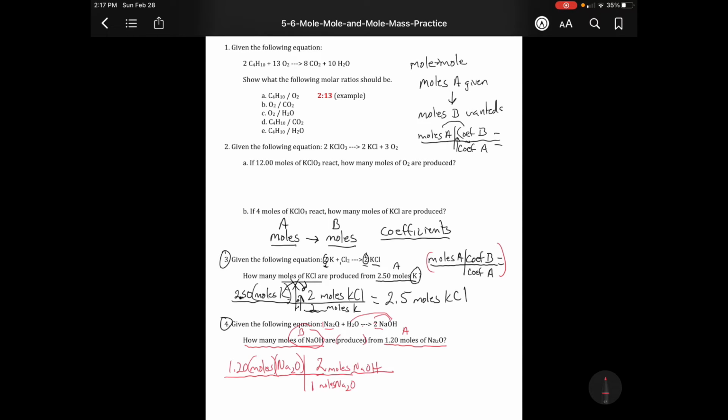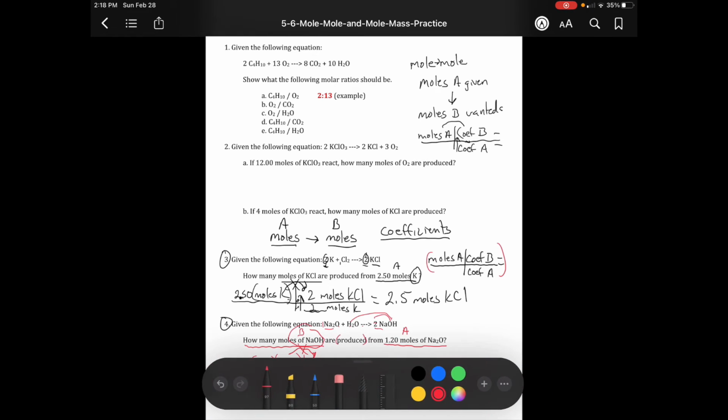But now we just multiply across the top and divide by the bottom. Multiply and divide. So let's do it. So we got 1.20 times 2 divided by 1, and that's going to give us 2.4 moles of NaOH.